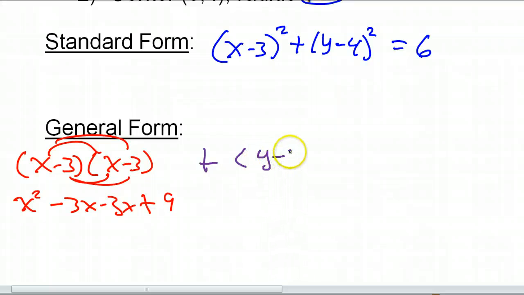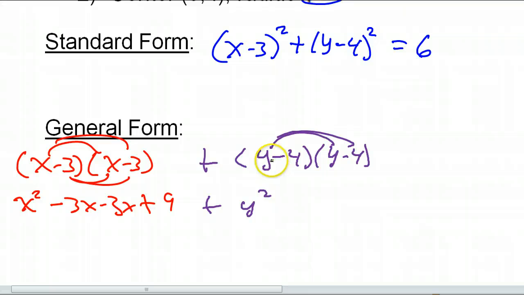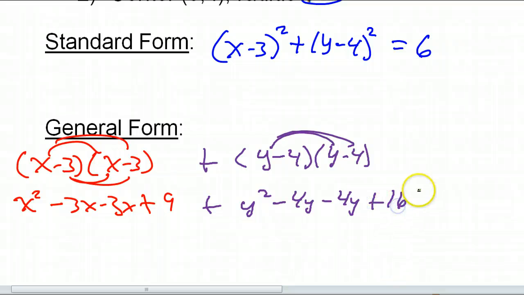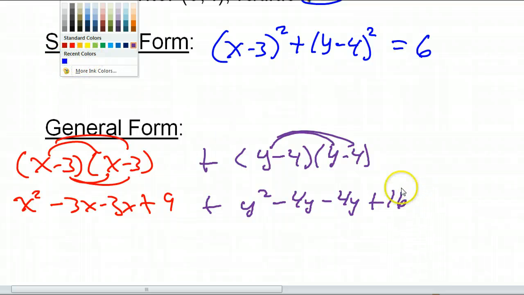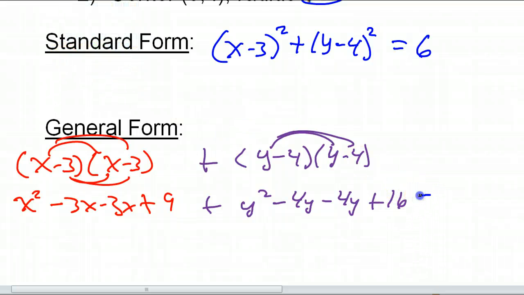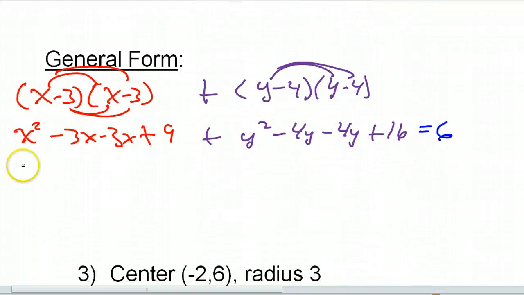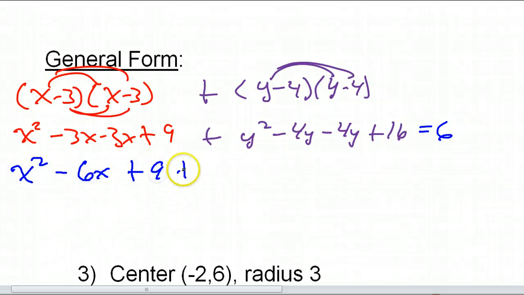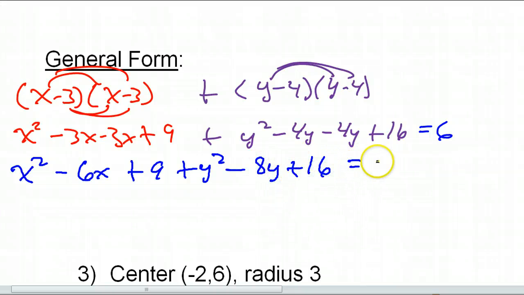Okay, and when I do my y minus 4 times y minus 4, once again, that's going to be like having y squared minus 4y plus 16. All right, and all of that is equal to 6 right now. Okay, so that's going to give me x squared minus 6x plus 9 plus y squared minus 8y plus 16 equals 6.